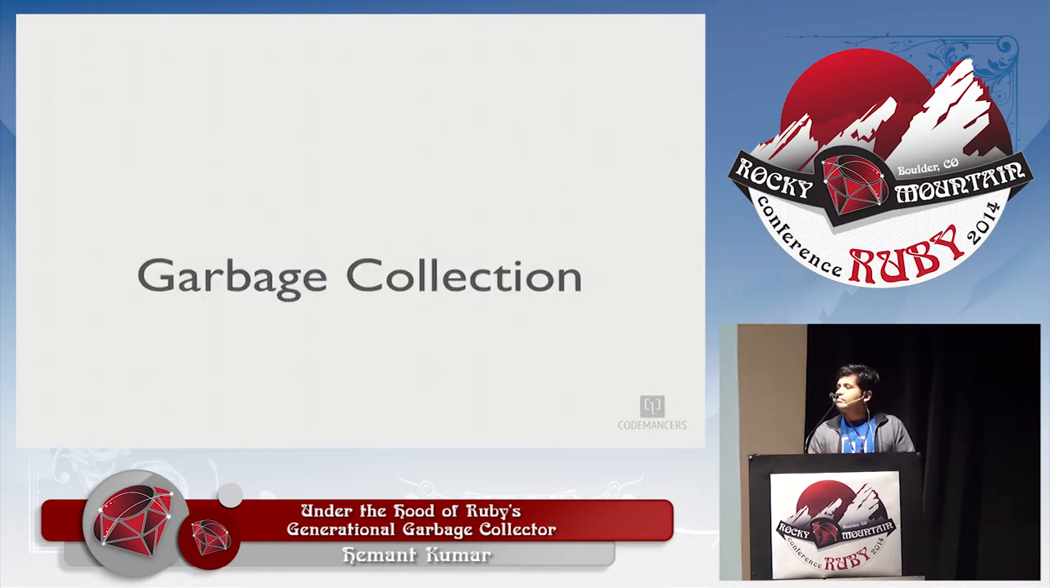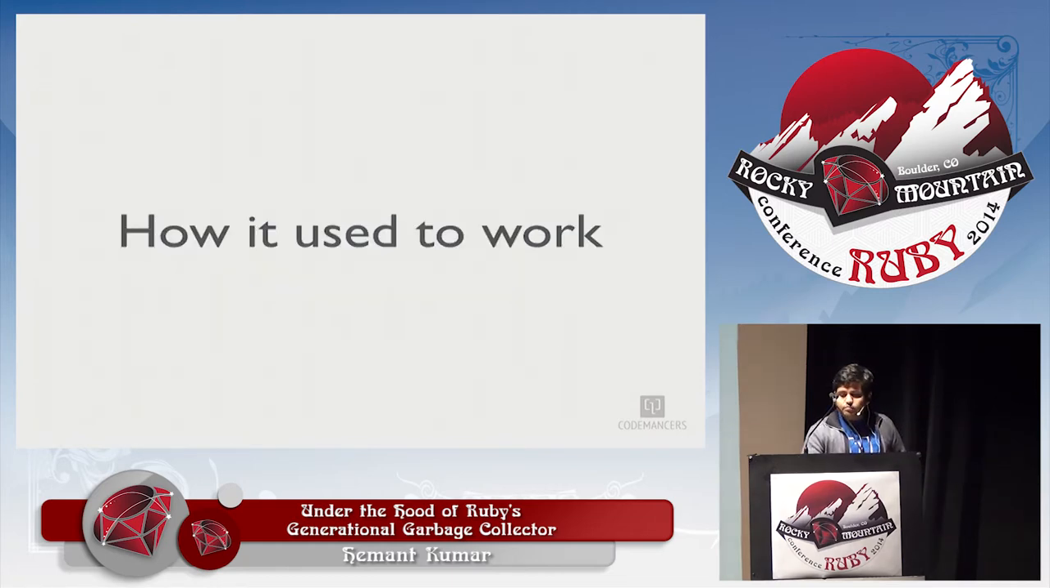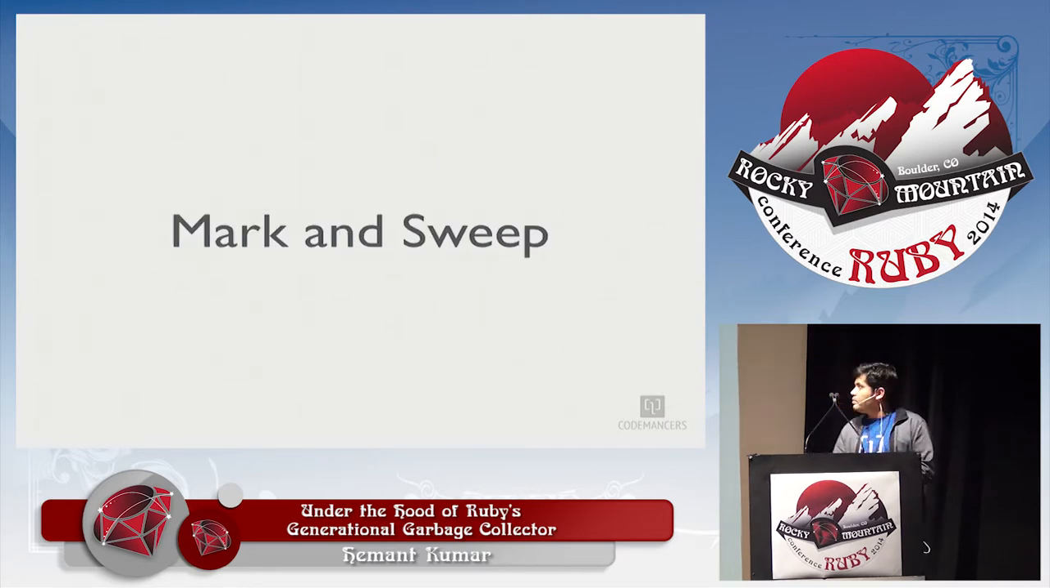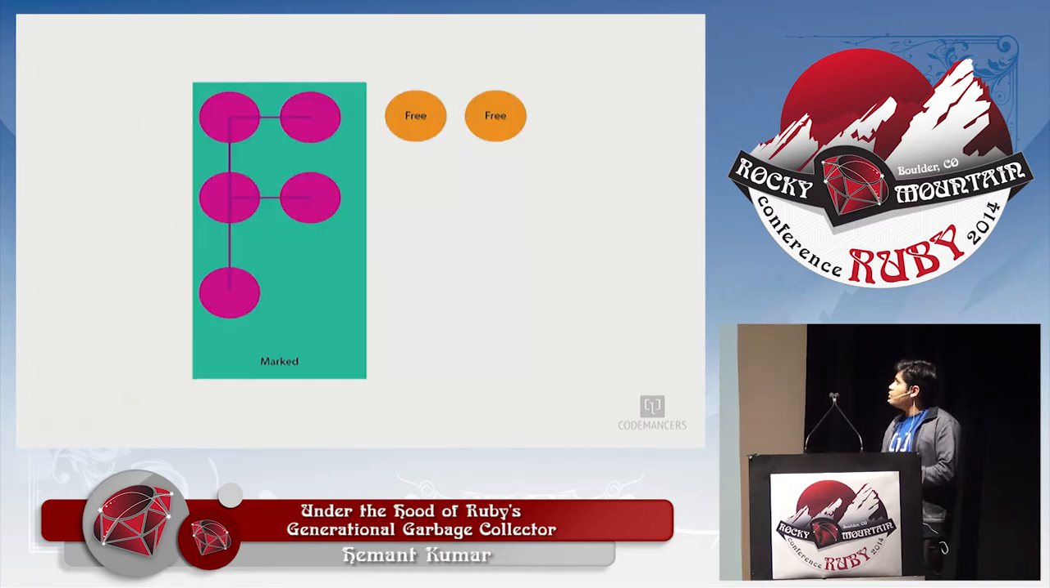Ruby has garbage collection, and it always had since 1.8. Up to 1.9, it used to be mark and sweep. So the garbage collection had two phases, the marking phase and the sweeping phase. In the marking phase, all the objects that have references are marked, and whatever is not marked is swept away and deleted. And that was pretty good. It was efficient, simple, and easy to reason about.